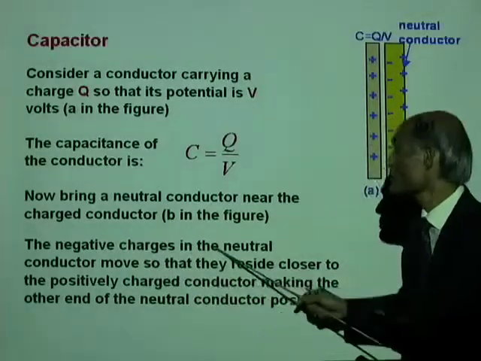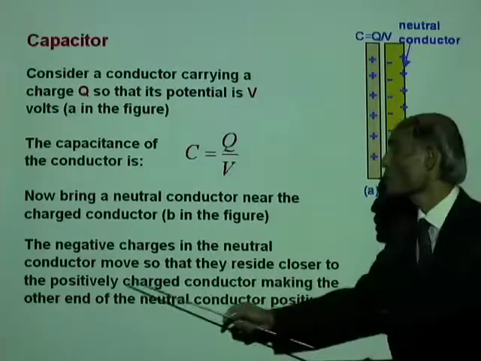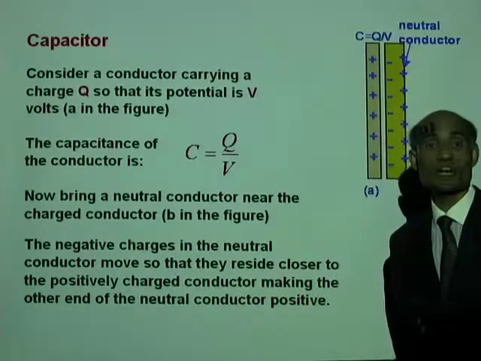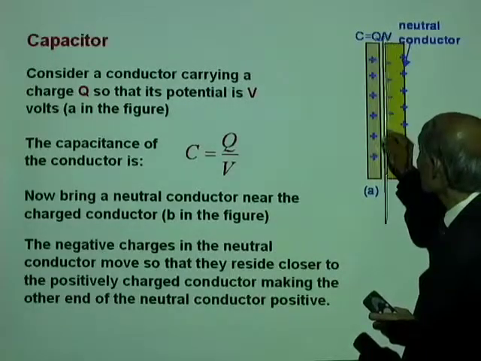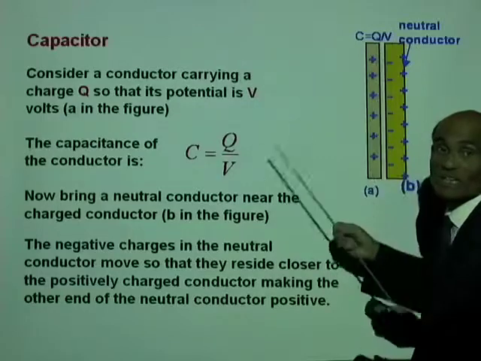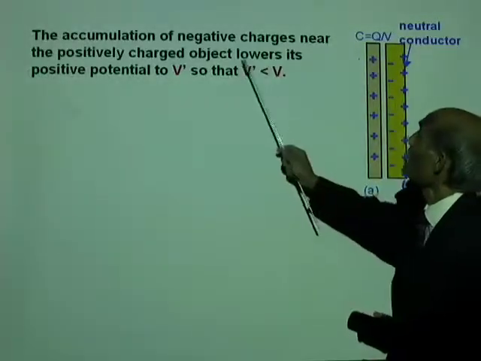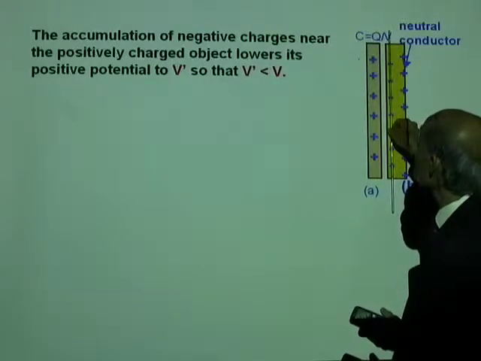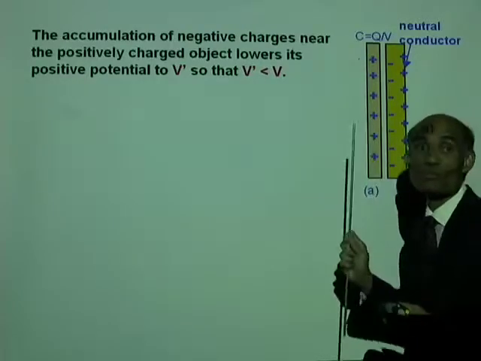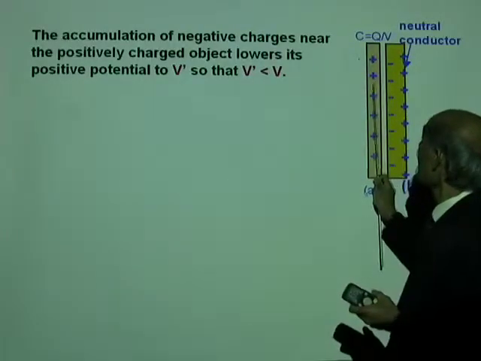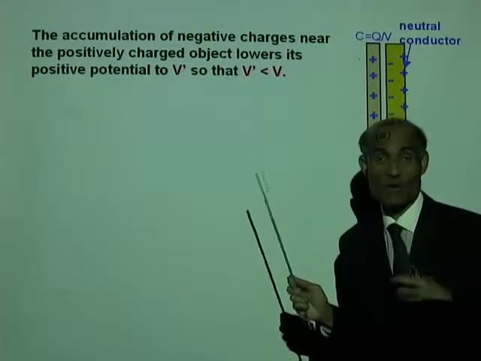The negative charges in the neutral conductor move so that they reside closer to the positively charged conductor, making the end of the neutral conductor near the charged conductor negative. You see that? Now, the accumulation of these negative charges near this positively charged object reduces its positive potential. I suppose you can understand that argument.